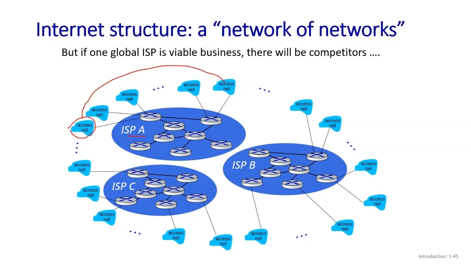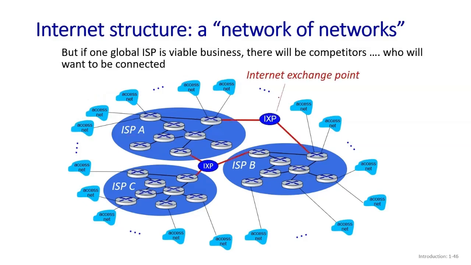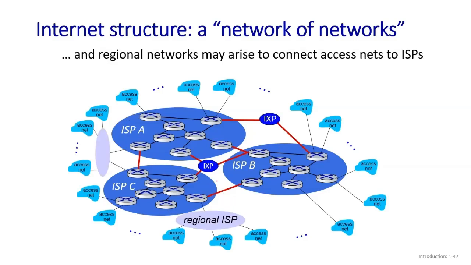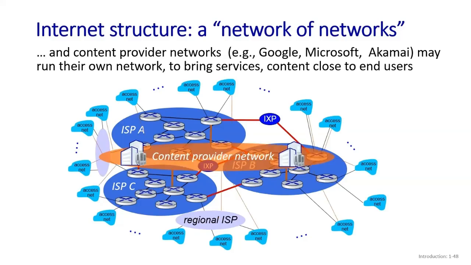We connect these ISPs together with the help of IXPs and peering. With the help of internet exchange points, we connect these global ISPs together. We have the peering links as well. Then we have regional ISPs. In case of regional ISPs, the access networks are connected to regional ISPs, and then the regional ISPs are in turn connected to the global ISPs.